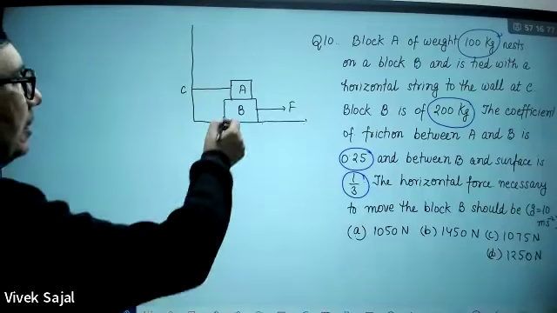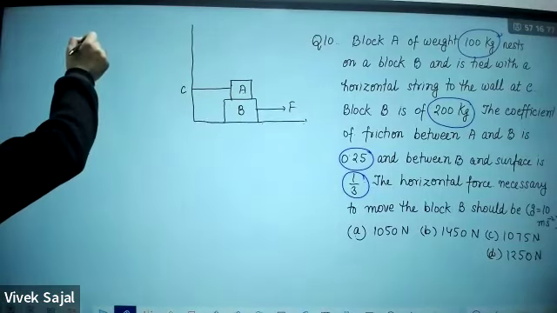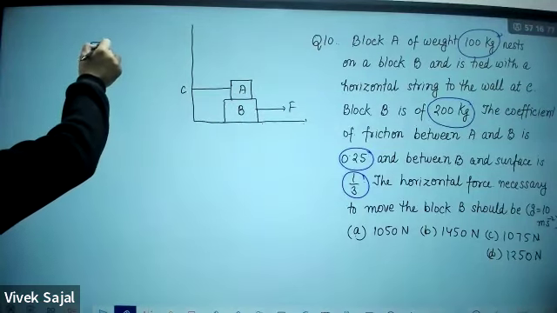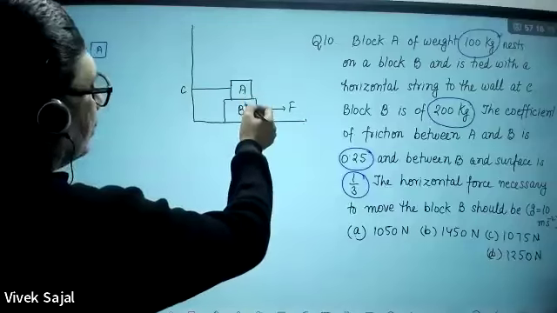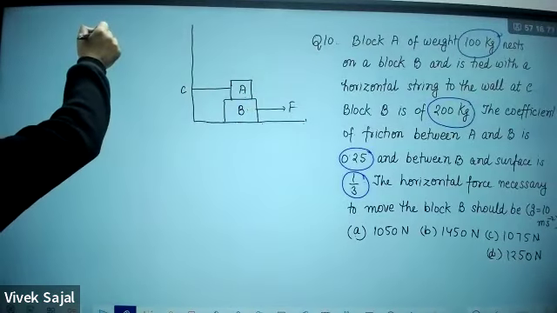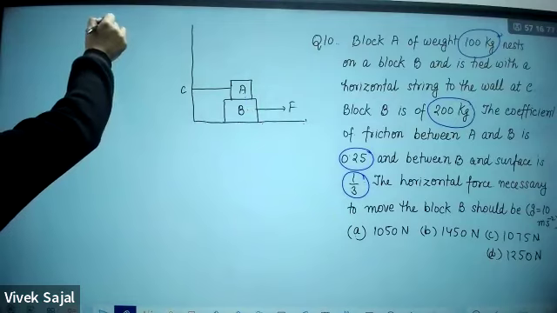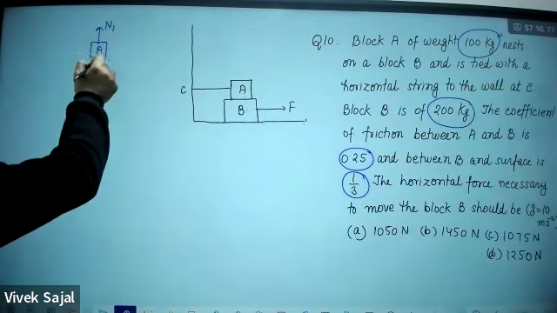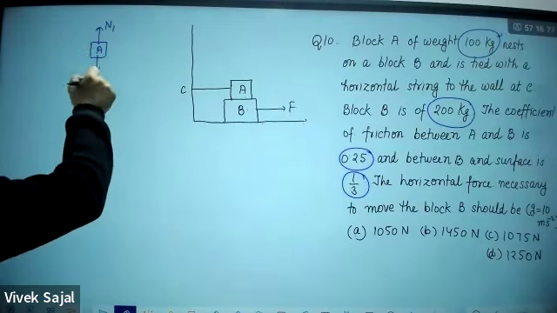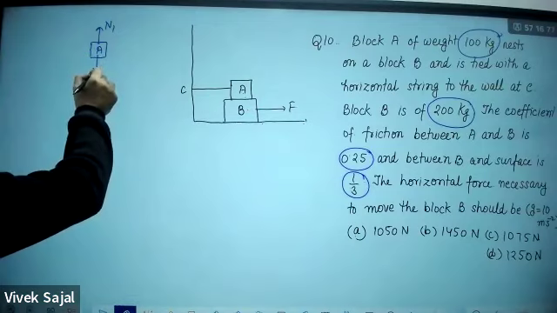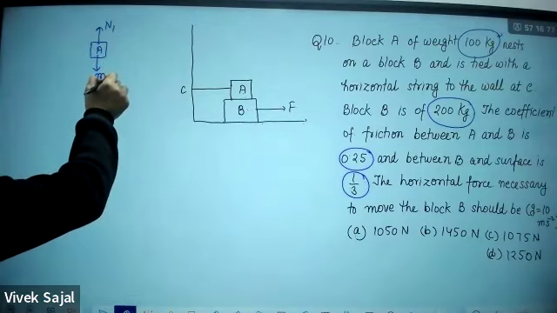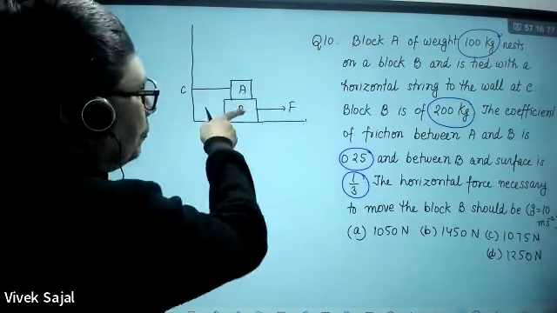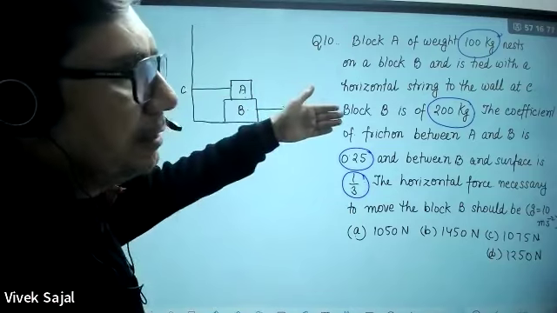Now try to understand this block A. I'm drawing here for the block A. This is block A. This block is in contact with this B. So automatically a normal force is going to act on it. I call it N1. Its weight is going to act in the downward direction. That will be MA into G. ठीक है?